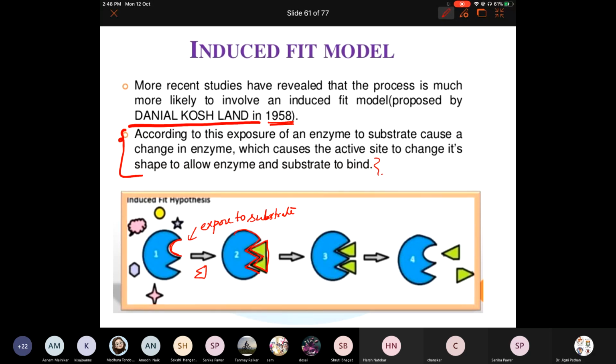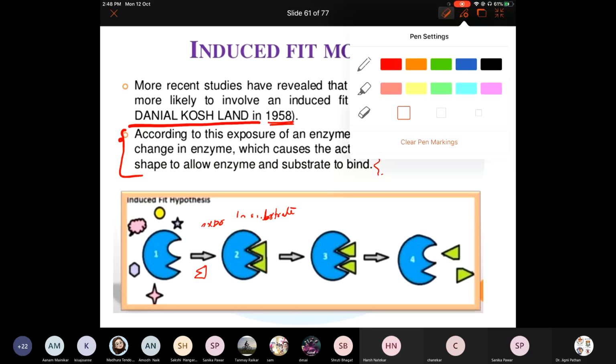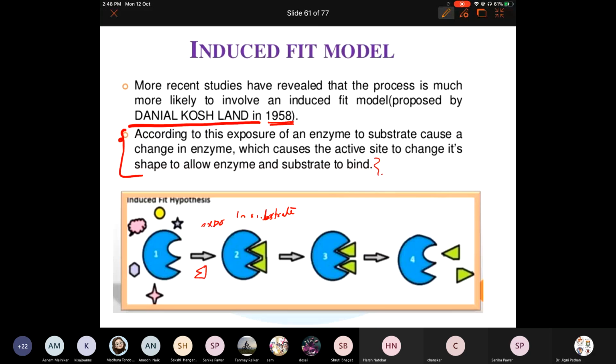See, for example, let me show you this. If you see, this is a substrate, right? This is a binding site on the enzyme. This is an enzyme, but the substrate is something like this. Does it have a substrate binding site? No. After it is exposed to the substrate, the enzyme will change its shape so that it allows the substrate to bind to form the enzyme substrate complex. After it forms the enzyme substrate complex, you have your product here, and then you have your enzyme which is unchanged.